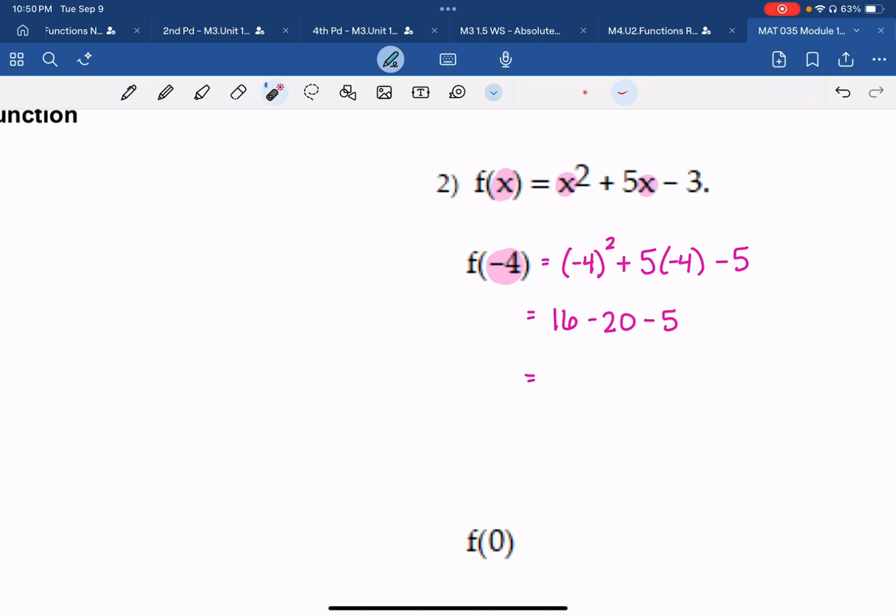wrote the wrong number. Please make note that I wrote this wrong. Okay, let's fix that. So that should be minus 3 and minus 3. I'm sorry about that. Okay, so that's fixed. So I've got 16 minus 20 minus 3. And if I calculate all of that, I get negative 7. Final answer.